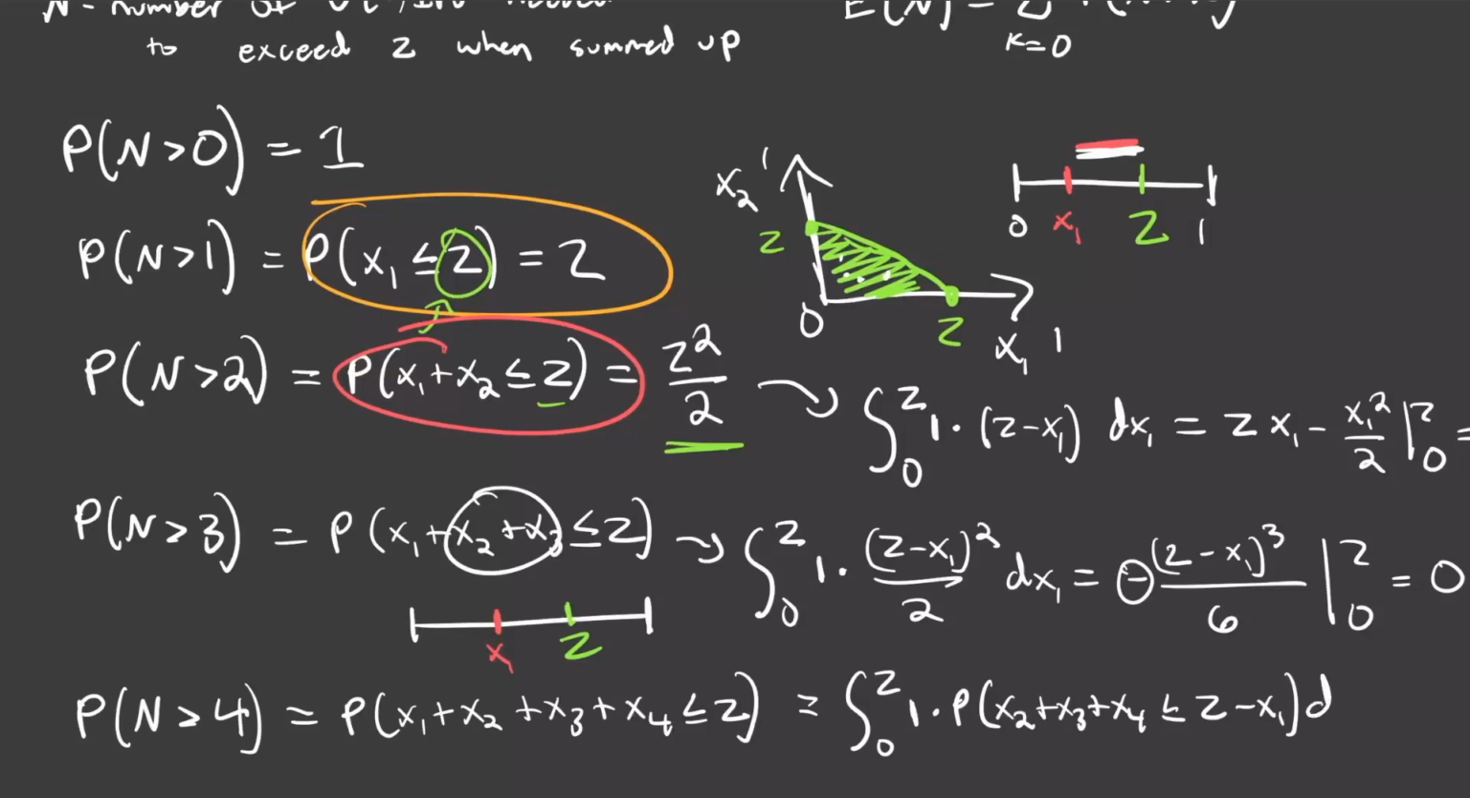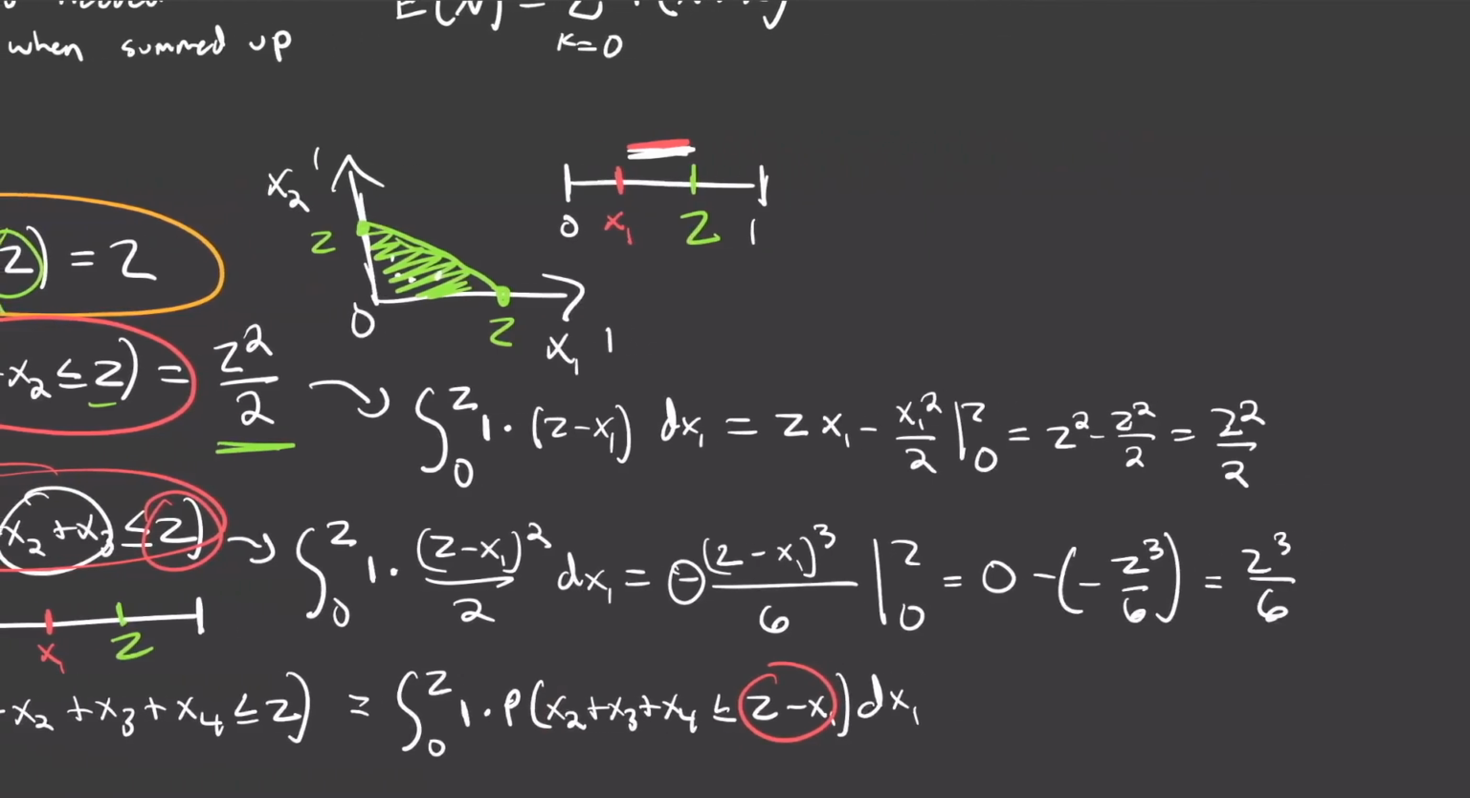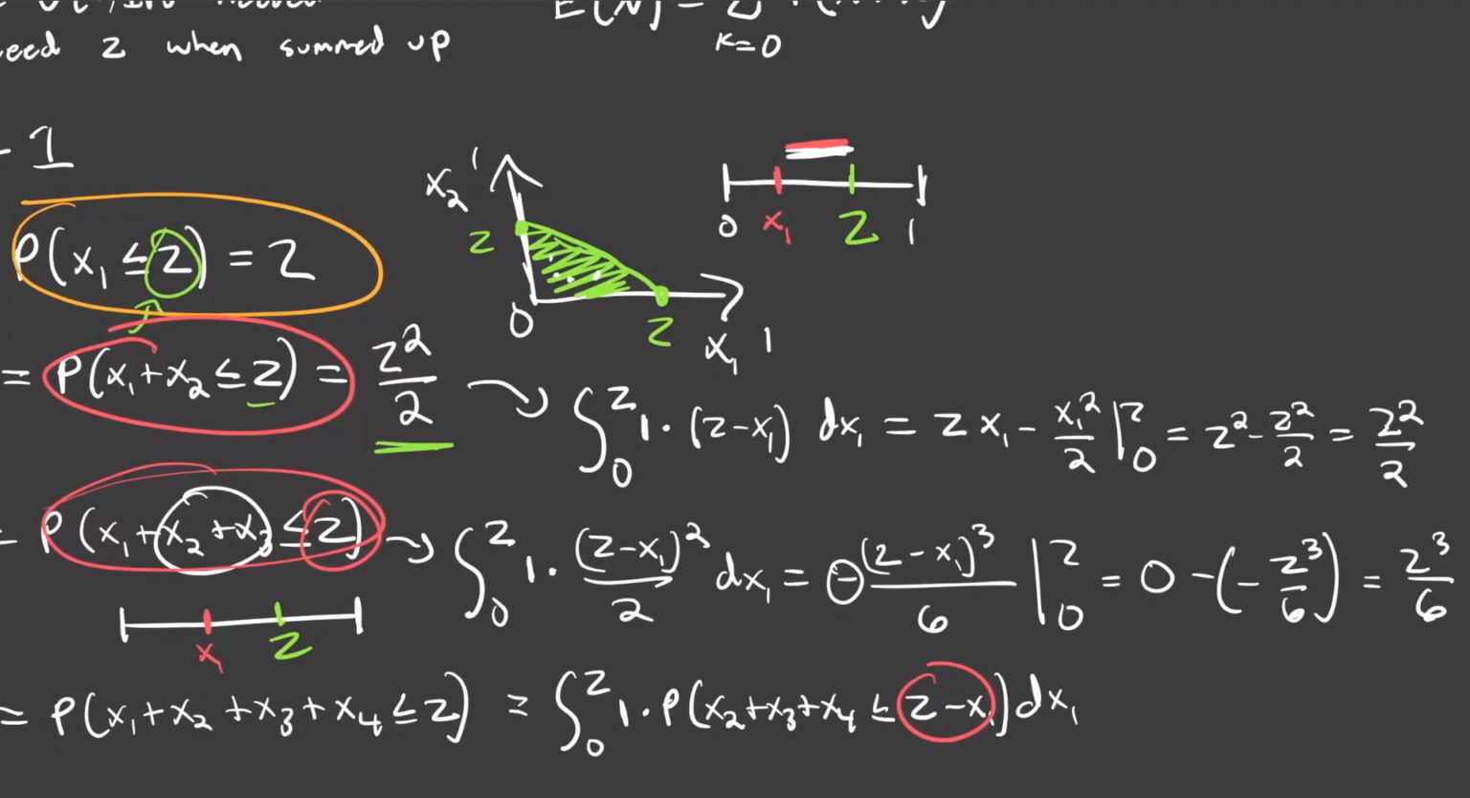And now, once we have fixed a value of x1, this becomes a constant right here, right? So we can just use the exact same equation from the step before, because we have 3 uniform 0 to 1s that are independent. What's the probability that's less than or equal to some constant? Well, we just calculated that. It was basically z cubed on 6. So let's just replace the z with the z minus x1 in that equation, and we get z minus x1 cubed divided by 6, and we are doing it with respect to x1.